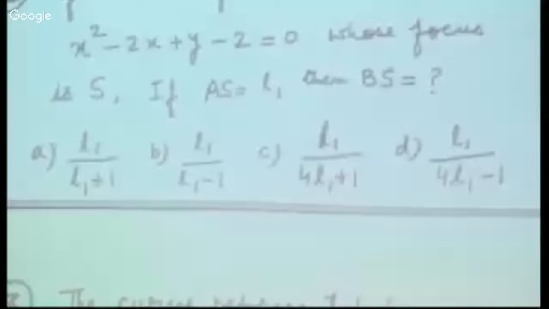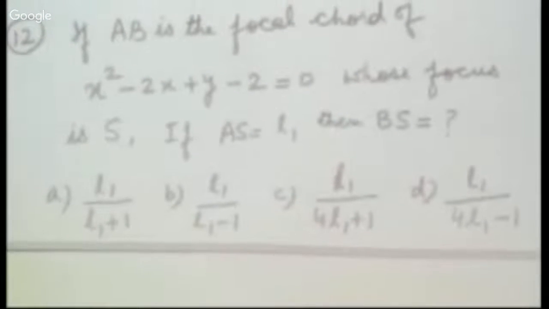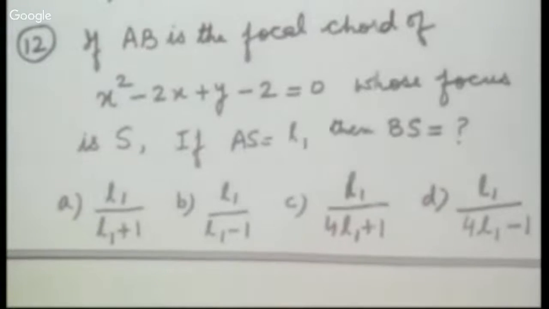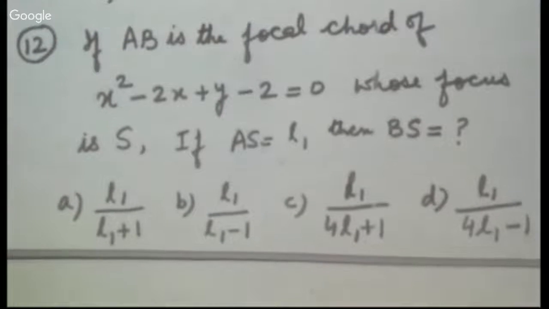Question 12. If AB is the focal chord of the parabola whose focus is S, AS is L1, what is BS? See, again you shift the origin, at least you find out the focus. This is based on that same concept. Length of the latus rectum by 2 is the harmonic mean of the two parts of the focal chord.